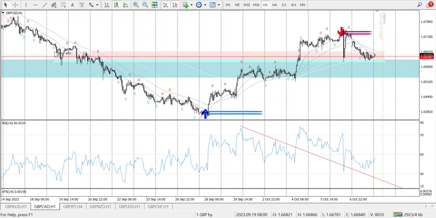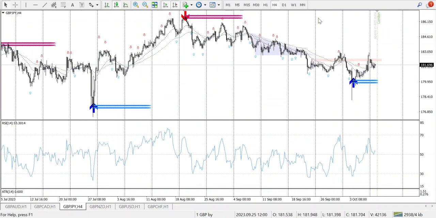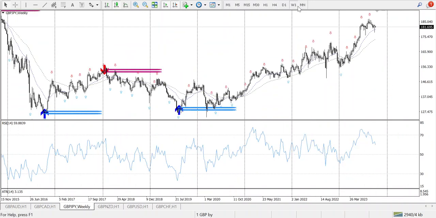See, in the backside also this was a very big, what you say, choppy market. It was coming down, from here it went up, then came down, choppy market, then it came down. So here it is going up, it's choppy market. So I need a proper, very good signal to enter. Nothing here right now. Okay, GBP JPY, let's see weekly.